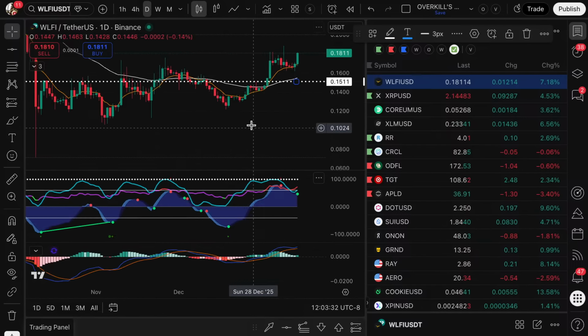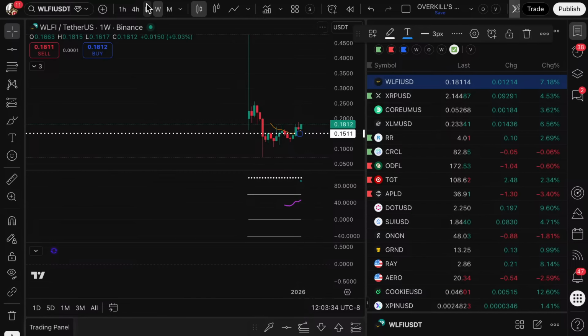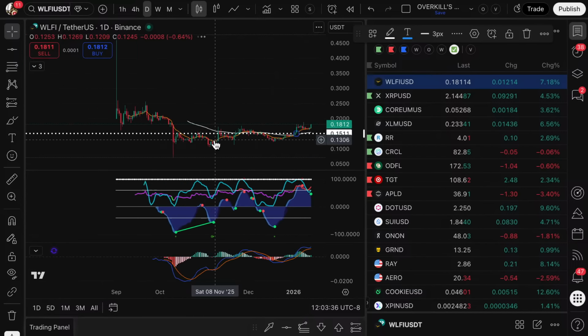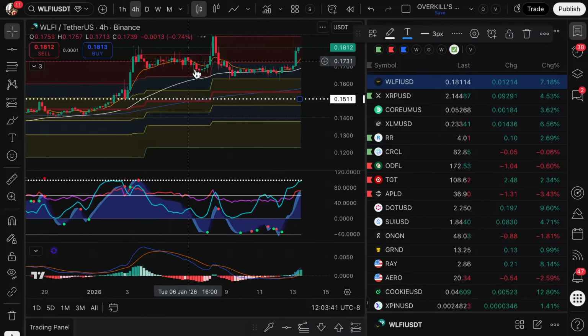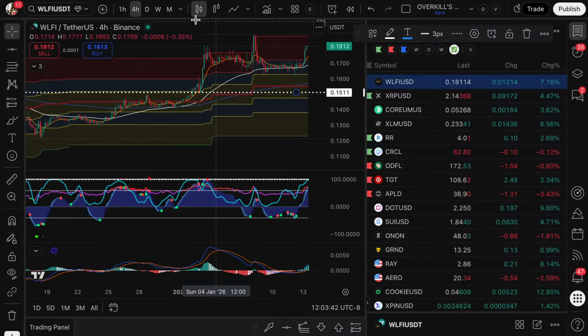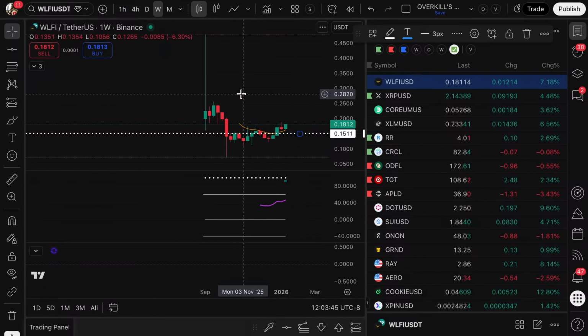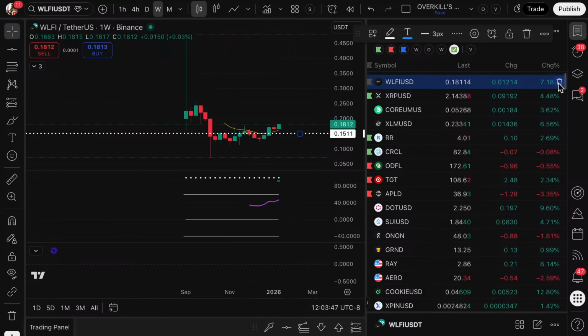I just don't have a whole lot of data on it. I can only look at the daily. I can't even see the fib on the daily because it's so new, right? It just came out here in September, so it doesn't give us enough information to populate. You can see the 4 hours up there, but yeah, if that breaks over 20 cents, you should see that thing skyrocket.